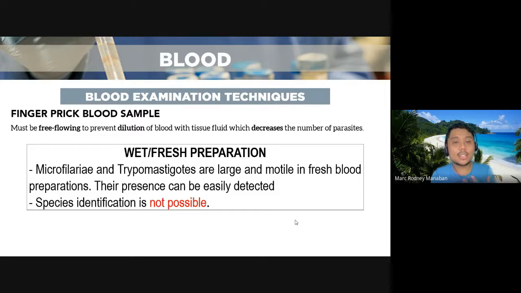The advantage is you can see its motility, you can see that it's alive, and you can really say that there is a blood parasite in the patient. But again, species identification is not possible.